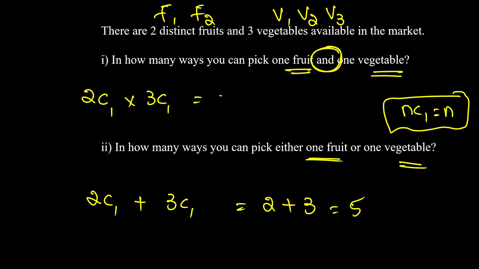Here 2 into 3 equal to 6. But many people have a doubt: why are you doing multiplication when there is "and", why is it mandatory? Why are you doing addition when there is "or"? Now we'll give that justification.